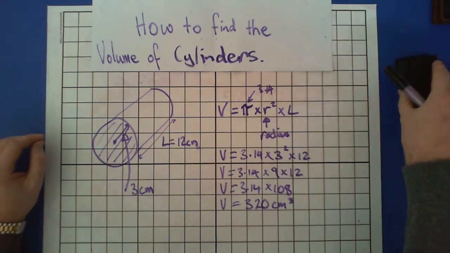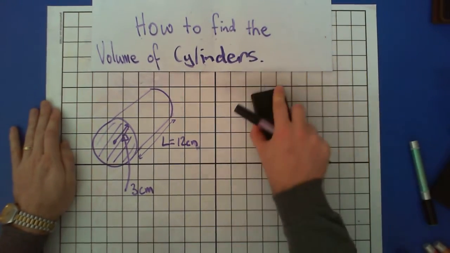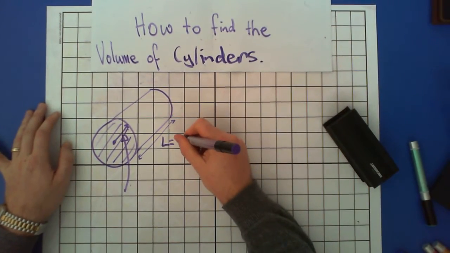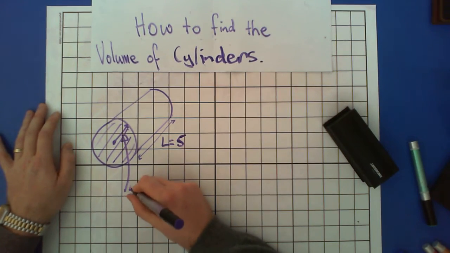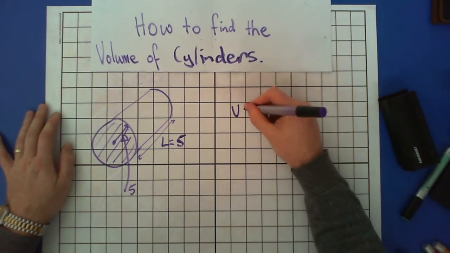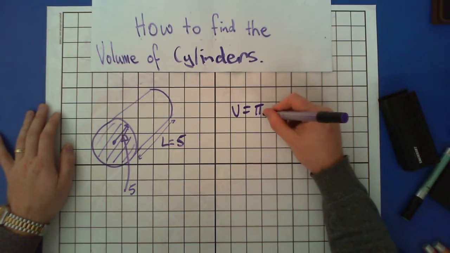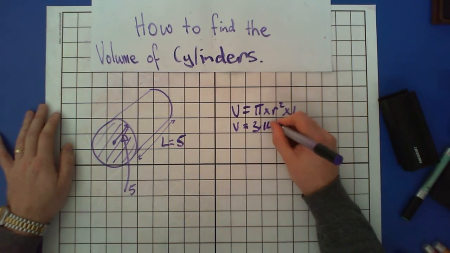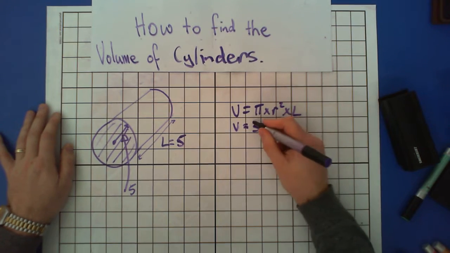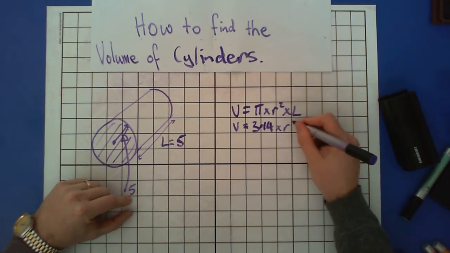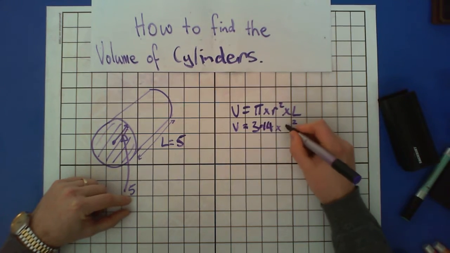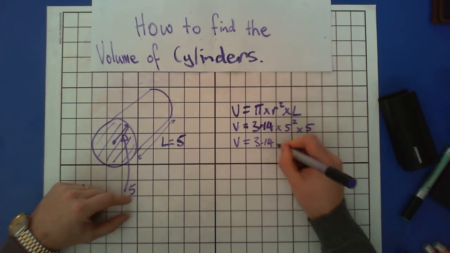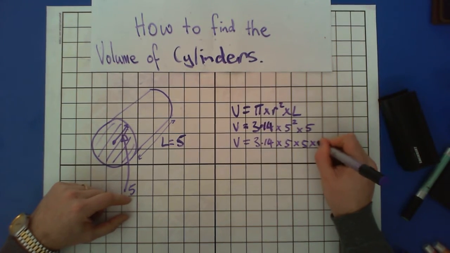If we have a look at another one, nothing much is going to change with this process. I can't make it much different. Let's make our length 5 this time. Let's make our radius also 5 this time. Why not? Volume is going to be pi times the radius squared times the length. Nothing's changed there. Pi is still and always will be 3.14159. We're just going to use 3.14 times our radius, which is 5 squared, times our length, which is also 5. So our volume is 3.14 times 5 times 5 times 5.